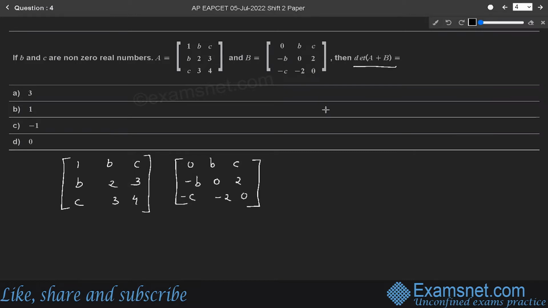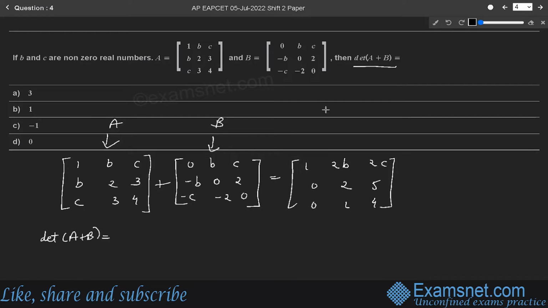So first let us calculate A plus B. This is matrix A and this is matrix B. So A plus B will be equals to 1, 2B, 2C, 0, 2, 5 and 0, 1, 4. This is the value of A plus B. Now determinant of A plus B will be written as 1, 2B, 2C, 0, 2, 5 and 0, 1, 4.